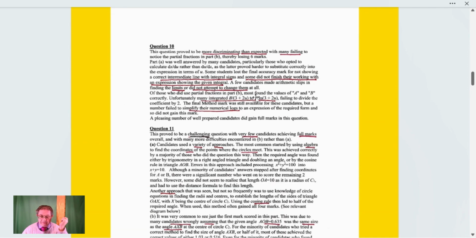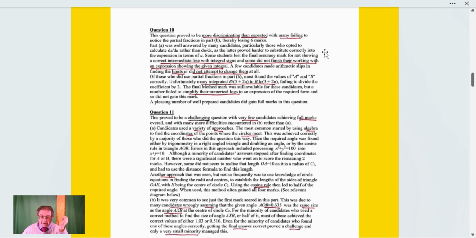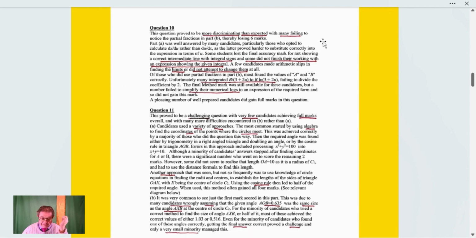Having a quick peek at the examiner's report, this question proved to be more discriminating than expected, with many failing to notice the partial fractions in part B. Remember, this paper was set in the aftermath of COVID, and it's possible that candidates weren't prepared as well as they might have been otherwise. But still, it's interesting how quite often the examiners are saying that the questions were found to be harder than expected. Part A was well answered by many candidates.